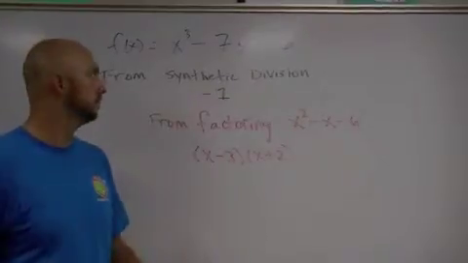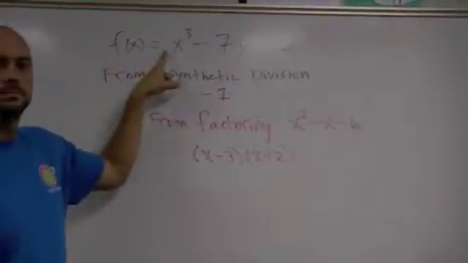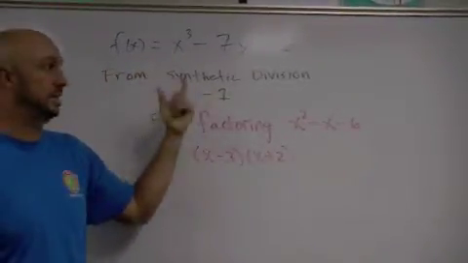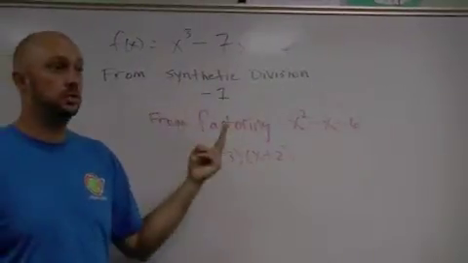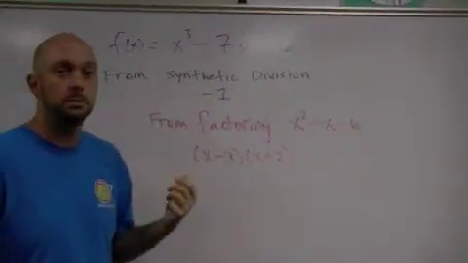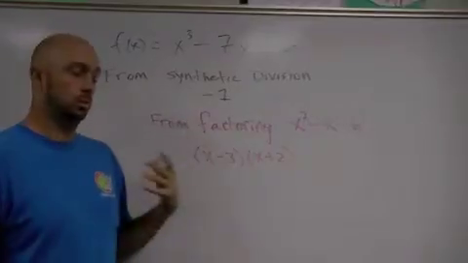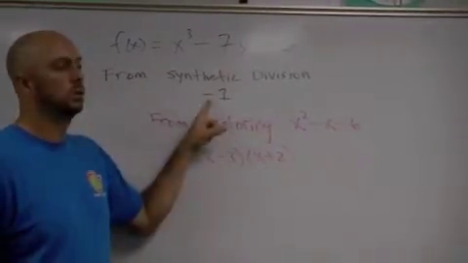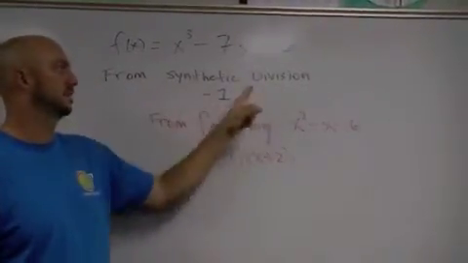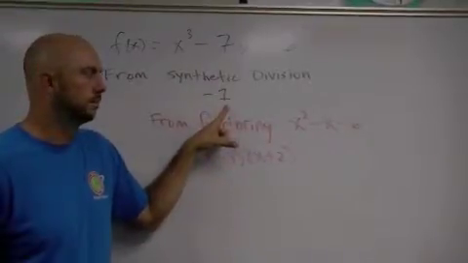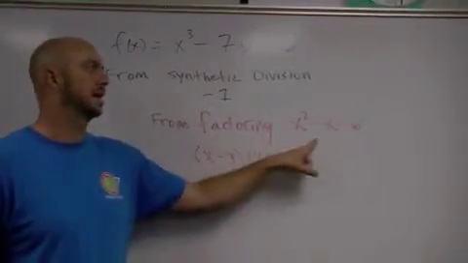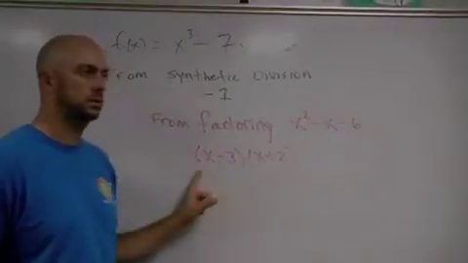Putting this all together, you had our original polynomial. We tested numbers. We tested a 1, it didn't work. We could have tested a 2, we could have tested a 3, we could have tested a bunch of numbers. Some will work, some will not. Negative 1 worked. From synthetic division, we got this number, negative 1. What does that even mean? From factoring that x squared minus x minus 6, we got these two factors.